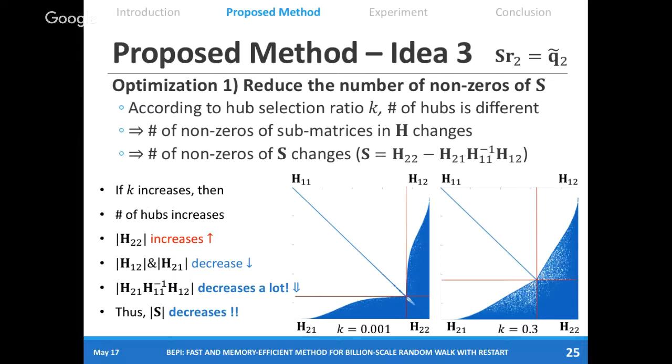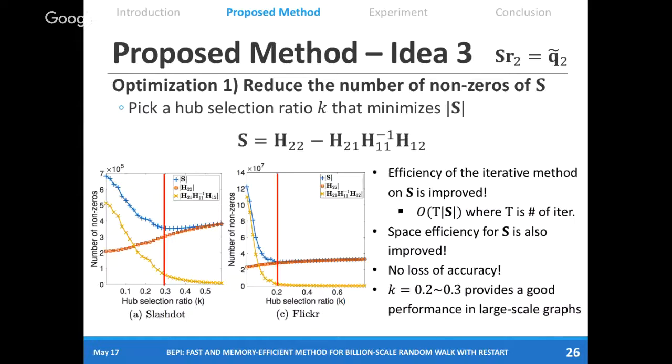And the number of non-zeros of H22 increases slightly, and the number of non-zeros of H12 and H21 decreases. The point is that the number of non-zeros of this matrix product term decreased a lot because the inner matrices become sparse. So the number of non-zeros of the Schur complement decreases. Let's check some experiment results about this.